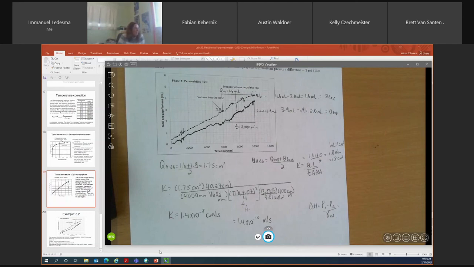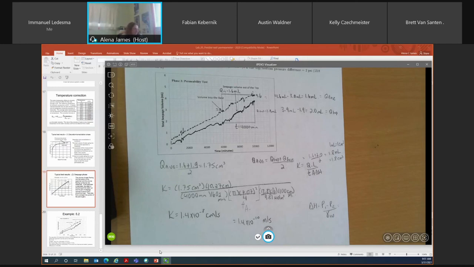So this would be representative of what you would see on the quiz. I would tell you the time increment, and I would ask you to calculate what your volume of water would be, either into the base or out of the top. This is very representative of a question you will see on your test, where I will just give you the data and tell you to calculate what your K value is.